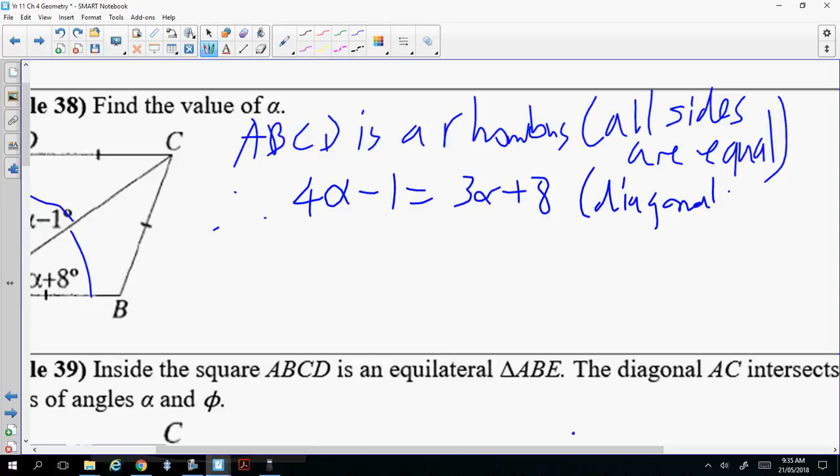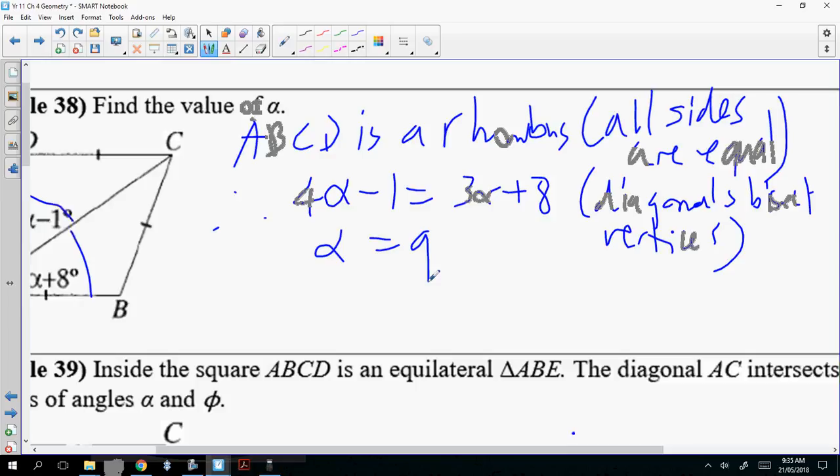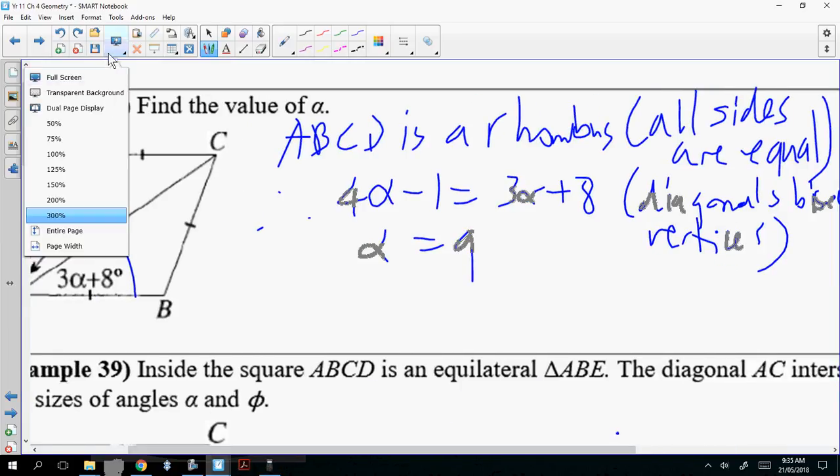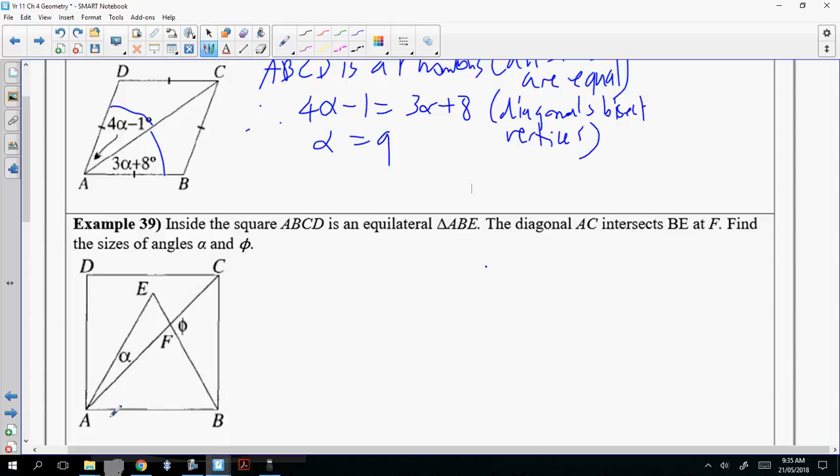Alright, try the next one. Alright, okay. How about the next one? So we're going to work out certain information. That's a square. ABCD is a square. Inside there's an equilateral triangle ABE. The diagonal AC intersects BE at F. Find the sizes of the angles alpha and phi. Let's start with alpha first, because I think alpha is easy to find. How do you find angle CAB? What would it be?